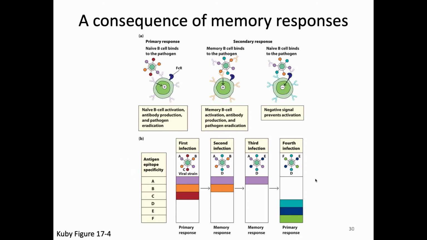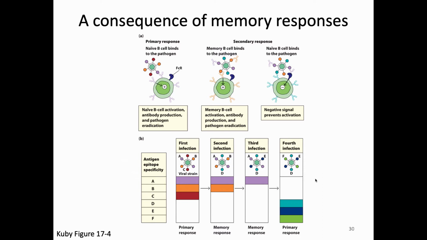As a result, we sometimes have this problem of original antigenic sin. So here you can see a virus. You can see our virus has 3 different epitopes on its surface. And you can imagine getting a first infection with the first strain of virus that has A, B, and C antigens. You are going to make a primary immune response to A, B, and C.